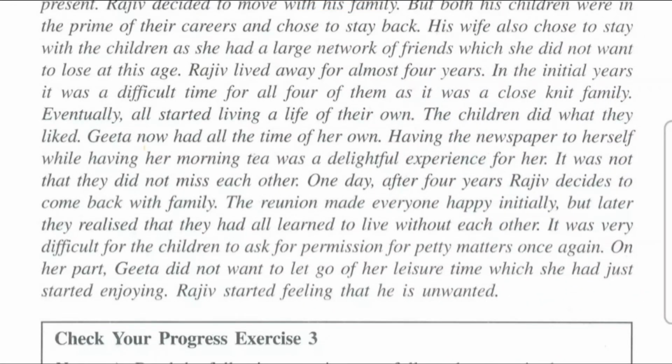Rajiv lived away for almost 4 years. In the initial years, it was a difficult time for all 4 of them, as it was a close-knit family. Eventually, all started living a life of their own. The children did what they liked. Geeta now had all the time to herself. Having the newspaper to herself while having her morning tea was a delightful experience. It was not that they did not miss each other.